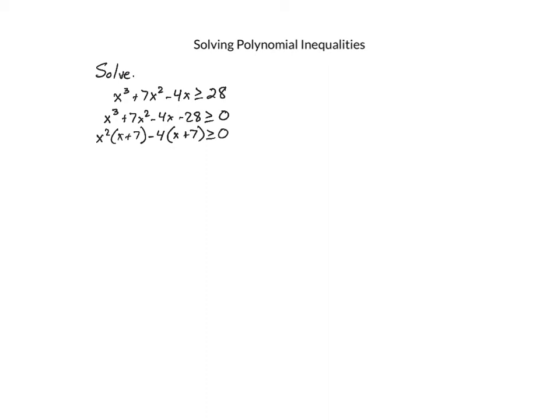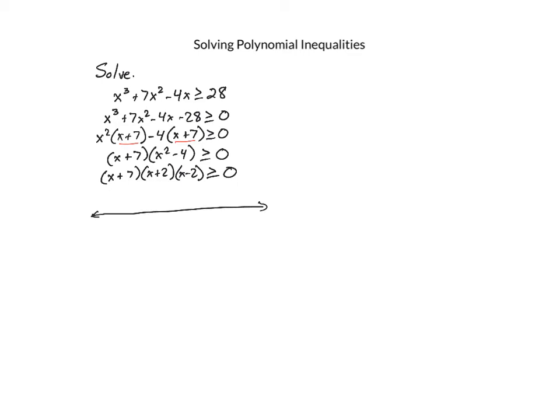And you see that I have a common factor here of x plus 7. So our next line will look like x plus 7 times x squared minus 4 is greater than or equal to 0. I have the difference of 2 squares, so I can continue factoring. x plus 7 times x plus 2 times x minus 2 is greater than or equal to 0. And now my polynomial inequality is the way I want it to look. There's a 0 on one side and a factored expression on the other side. And now we go to our interval testing.